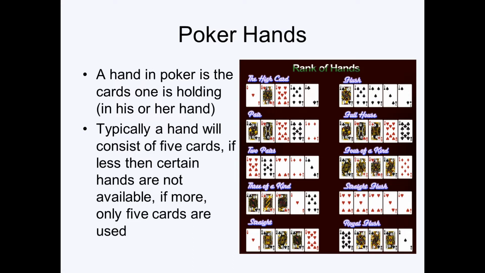Typically, a hand will consist of 5 cards. If less, then certain hands are not available. If more, only 5 cards are used. So there's lots of different varieties of poker. Sometimes you'll get 7 cards, but you can only use 5, right? Sometimes you'll get 5 cards, or sometimes you'll get less than 5. If you get less than 5, then you can't get certain hands.